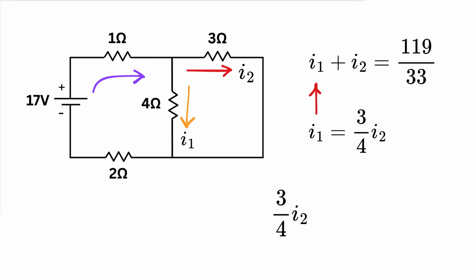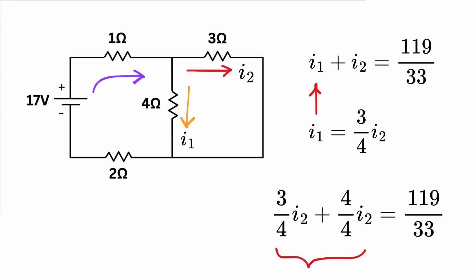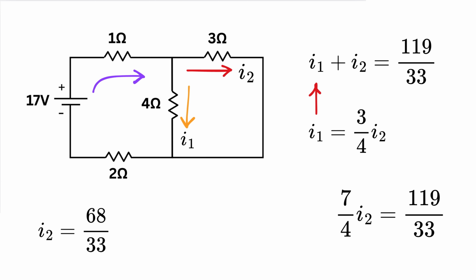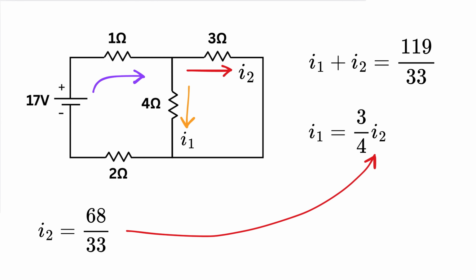Substitute it here to get 3 divided by 4 times I2 plus I2 equals 119 over 33. Then write I2 as 4 divided by 4 times I2, so 3 divided by 4 plus 4 divided by 4 equals 7 divided by 4 times I2 equals this. Solve for I2 by multiplying both sides by 4 divided by 7. We get I2 equals 68 over 33. Finally, compute I1 using this to get I1 equals 17 over 11.